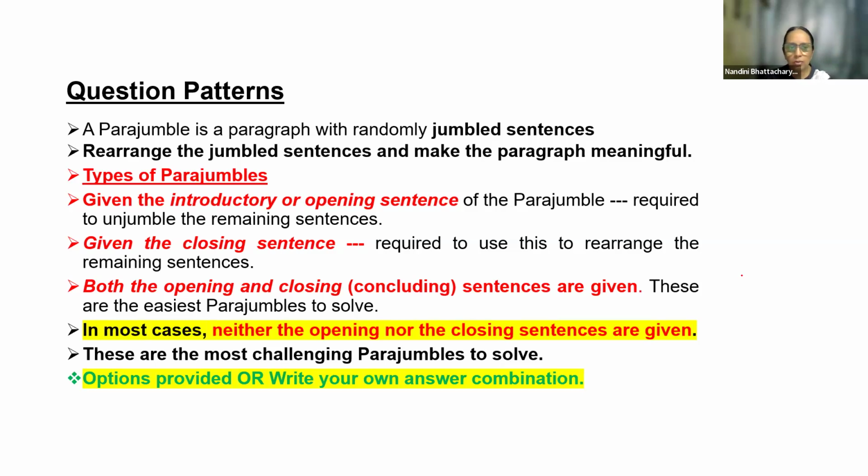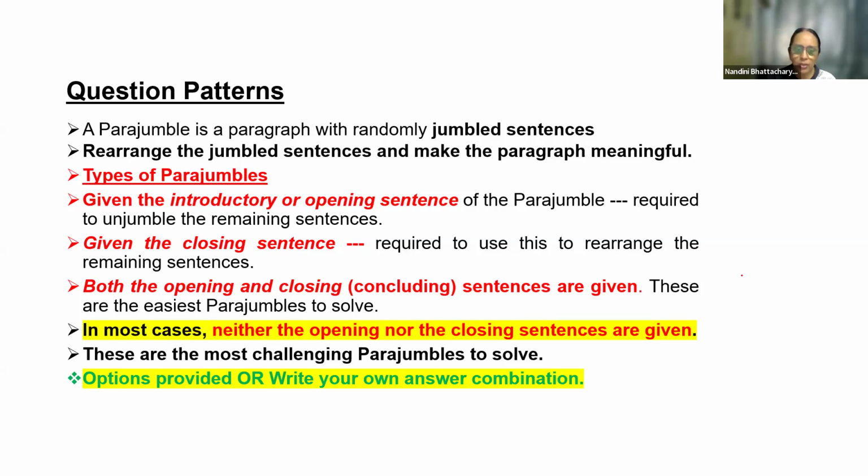Now the question arises, how do you deal with these para jumbles? More or less the same way as you dealt with para completion. What did you do in para completion? First you read, you figured out the theme, what the main idea is, how the sentences are connected, what the logical flow is. The same thing you have to do here.